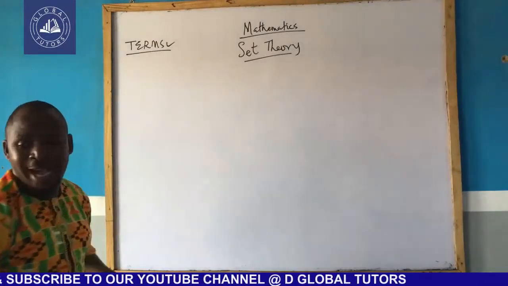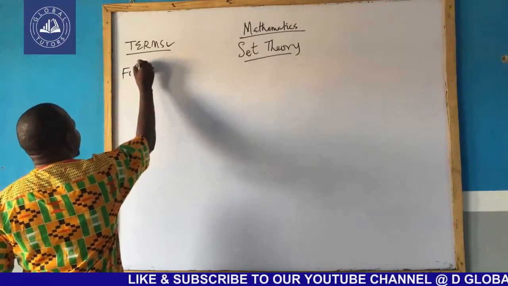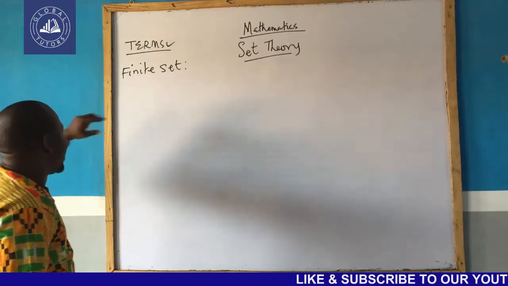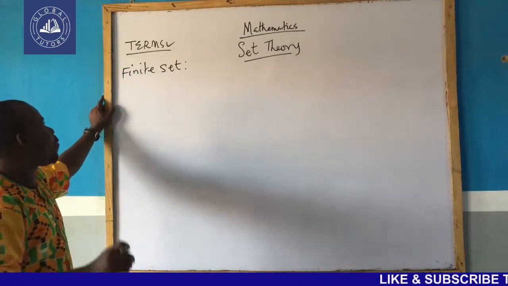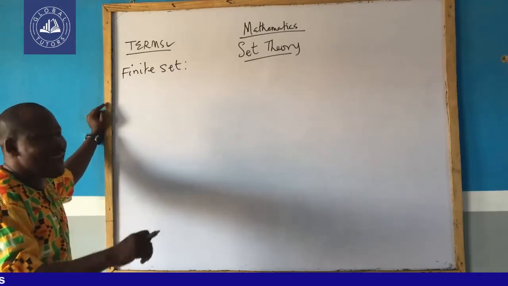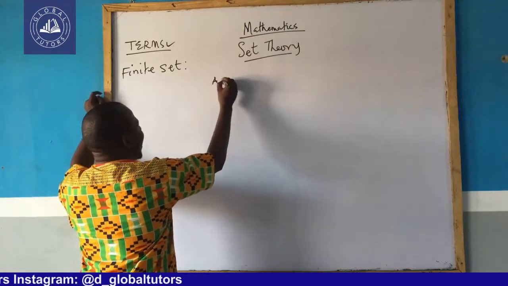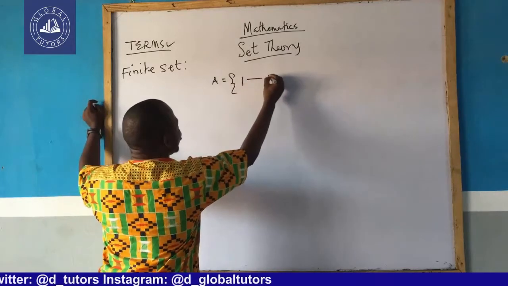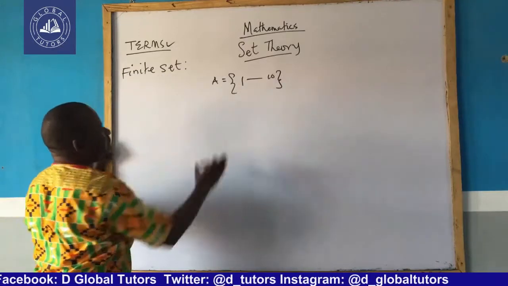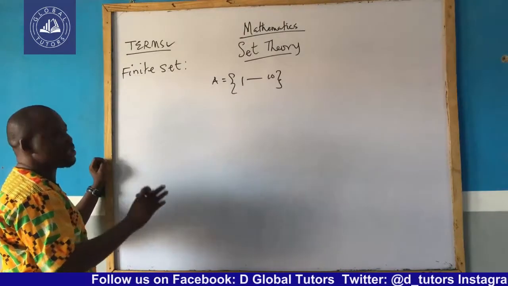Now, the next term I want to look at is what we call finite sets. Now, what do we call finite sets? A finite set is a set with a definite number of elements. That is, you know the number of elements collected, you know the cardinality. For instance, if I give you set A, and I said A is 1 to 10, it is defined. So A is a finite set. So a finite set is a set whose cardinality is known.